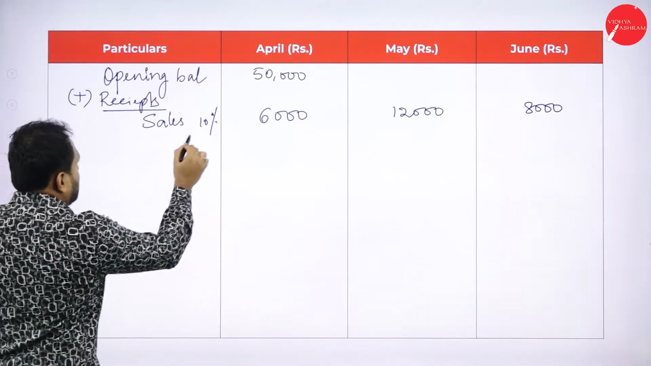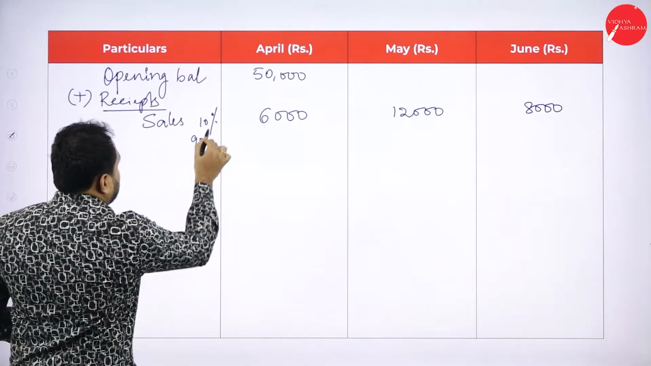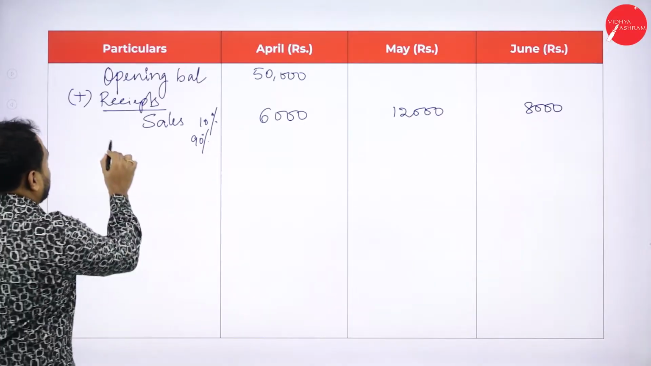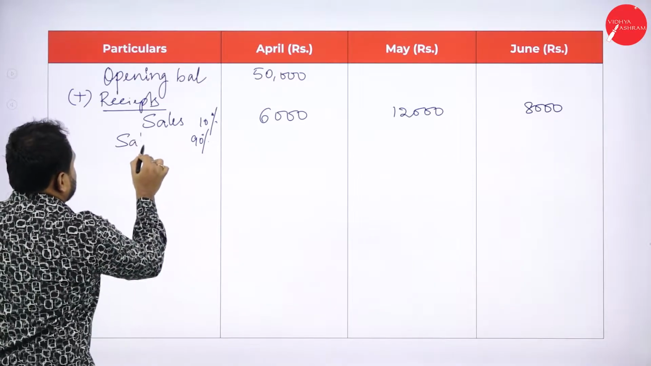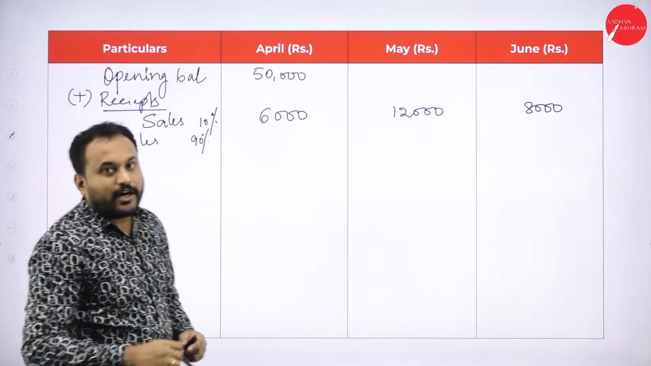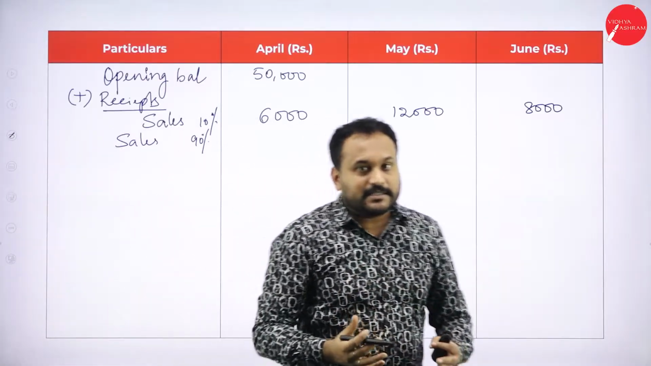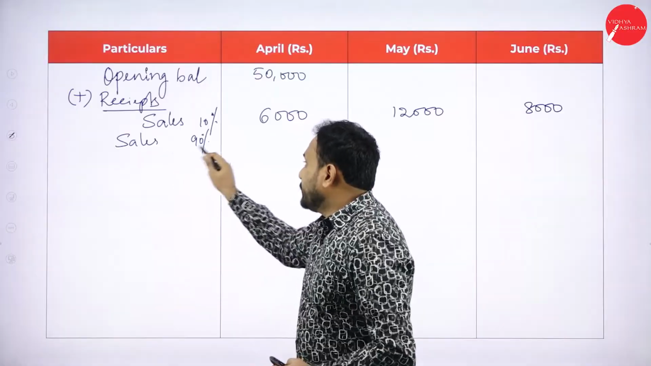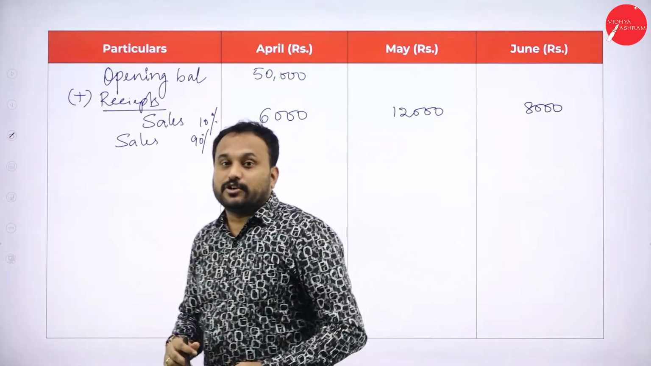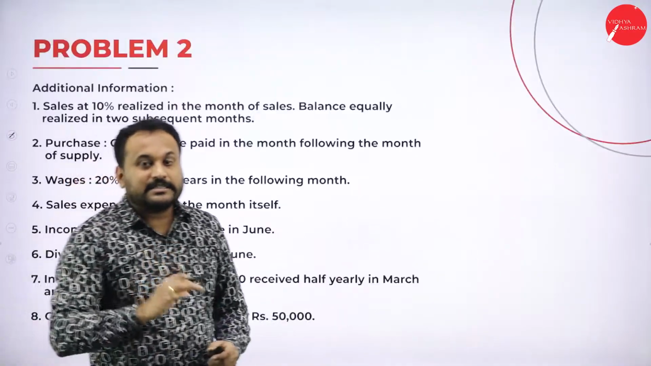Now again I have that remaining 90%, isn't it? For that I need to go with sales here also. You can write credit sales or payment received from the debtors, like that you can go with it. Sales for 90%, how much? That we are supposed to calculate. Now understand the calculation here.